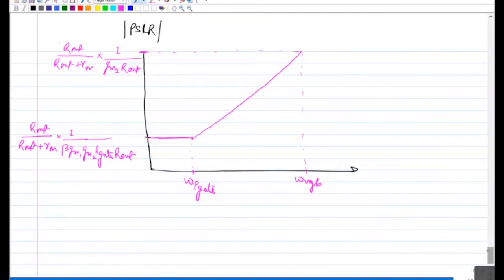So when I'm writing R out, this is based on the assumption that your RON is much larger than R out. So when you have in the gain a parallel combination of the two, R on can be neglected. But if your R out is much larger than RON, then this R out will be replaced with RON. And if you want to look at the total effect, then it will be a parallel combination of R out and RON.